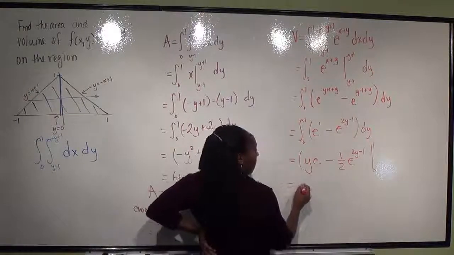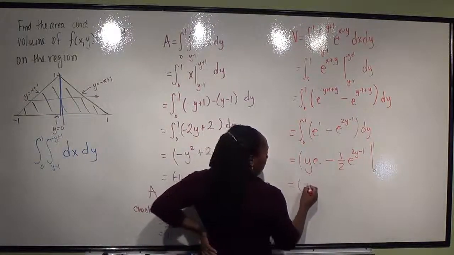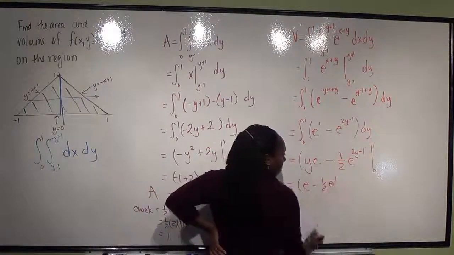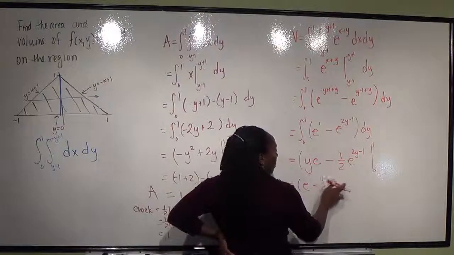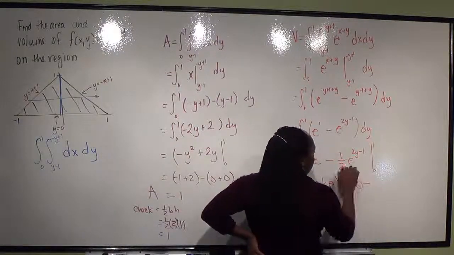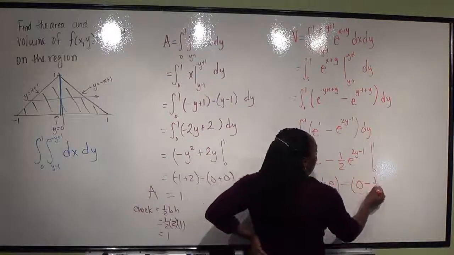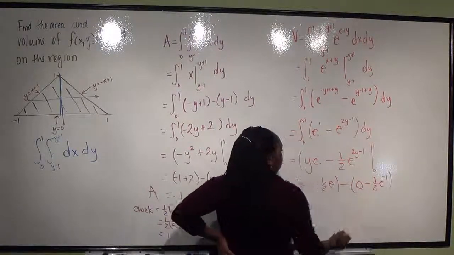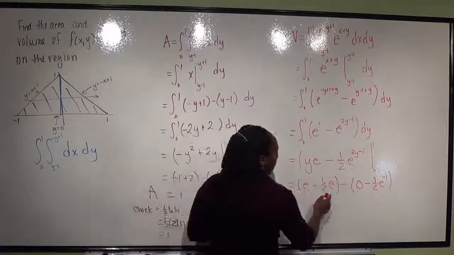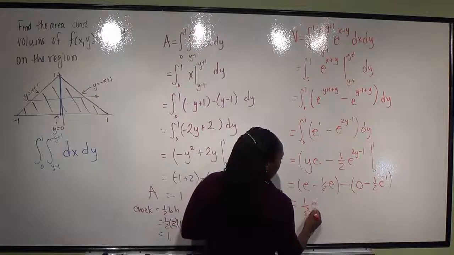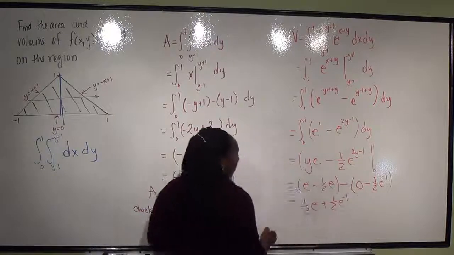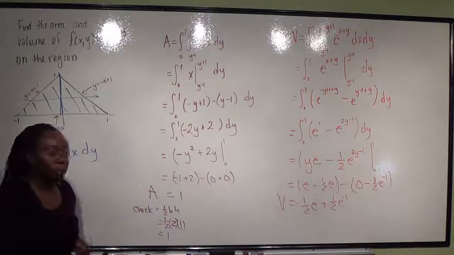So at our upper limit, plugging in for y, we're going to get e minus 1/2 e to the 2 minus 1, which is e to the 1. I guess I don't really need to write the 1's in there. Minus at the lower limit, when y is 0, we get 0 minus, again, be careful, we'll get a 1/2 e to the negative 1. Okay. And so now putting this all together, e minus 1/2 e is 1/2 e, minus a negative, so plus 1/2 e to the negative 1. There's our volume for that function.